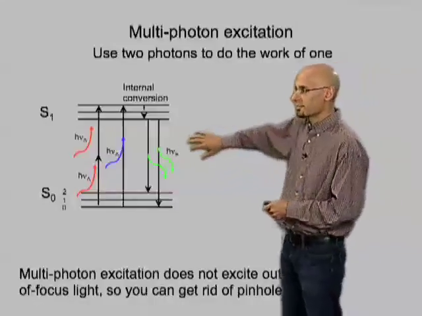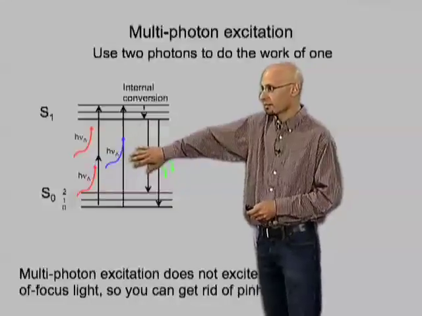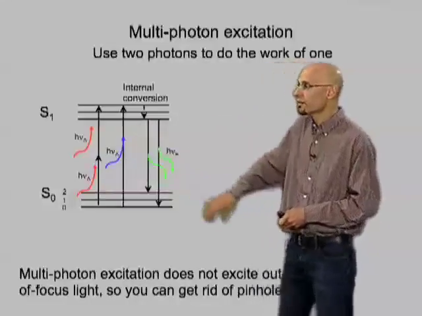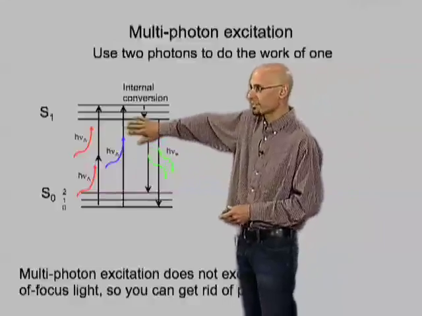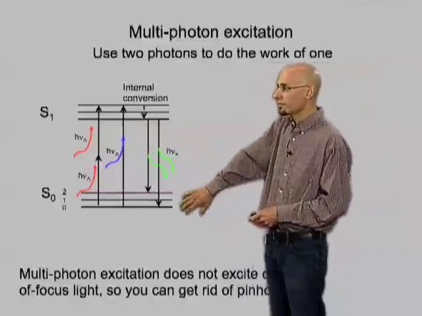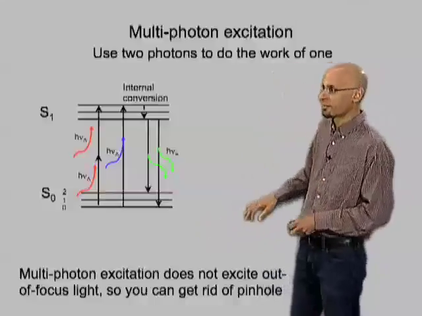So a conventional fluorescence dye would be excited using this blue arrow here. So you'd take a single photon at an energy that's enough to kick it up into its excited state, and then it'll re-emit in green. And this is how pretty much all microscopy processes work.